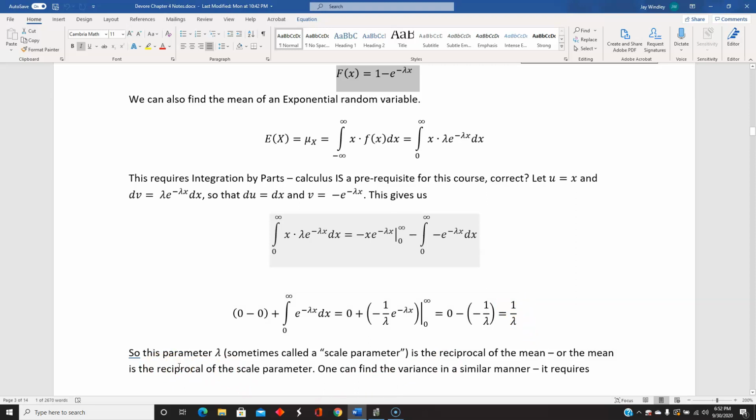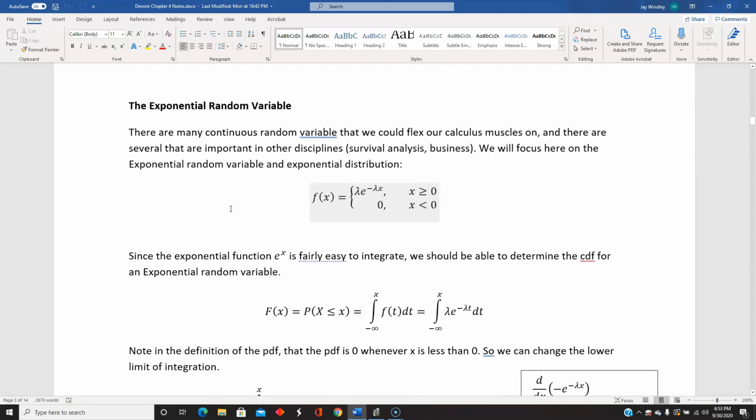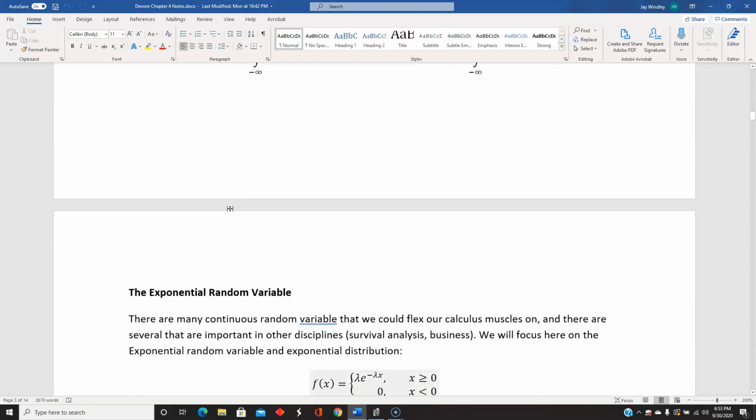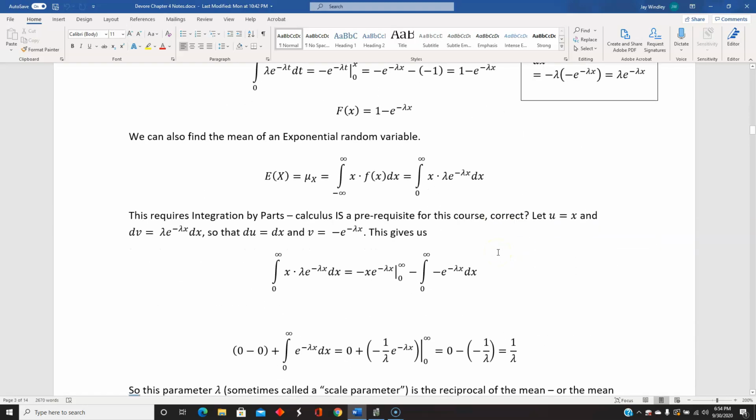So this parameter lambda, which is sometimes referred to as a scale parameter, that's just the reciprocal of the mean. Or you could say that the mean is the reciprocal of lambda. We can also find the variance in a similar way. We have this formula for the variance that involves integration. So we can integrate x squared times the PDF.